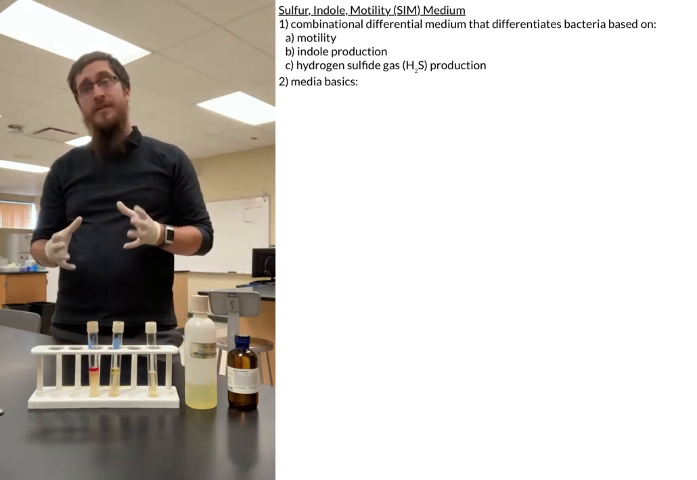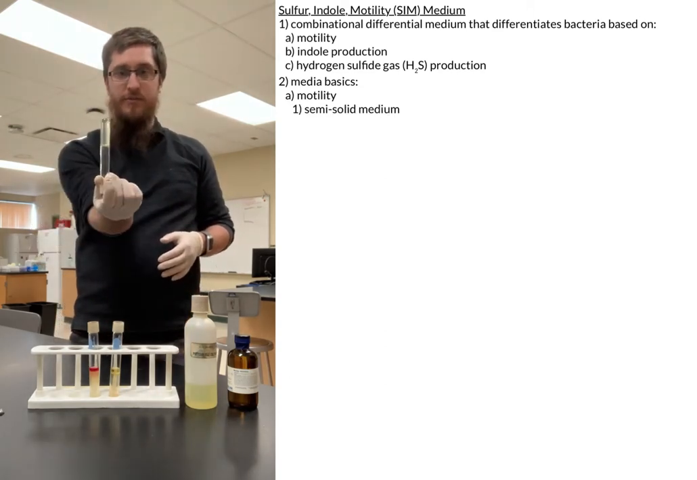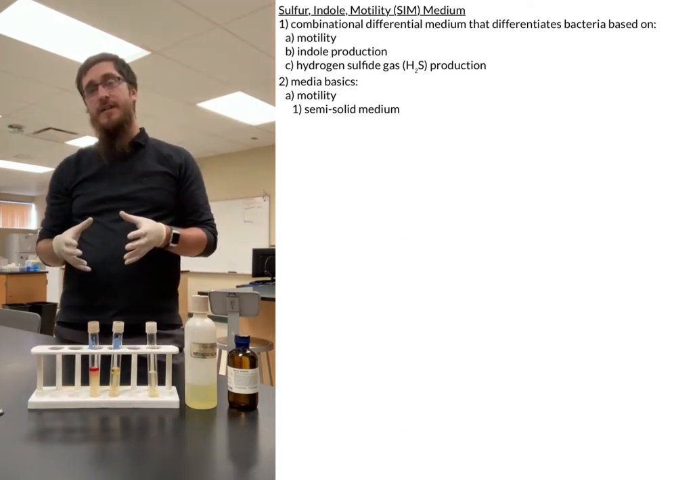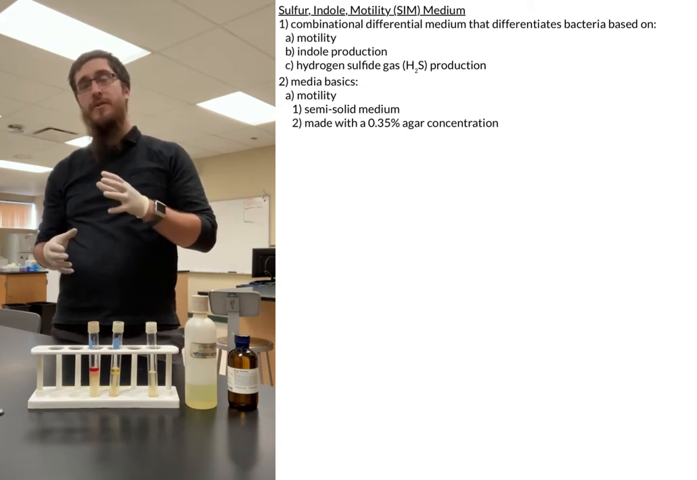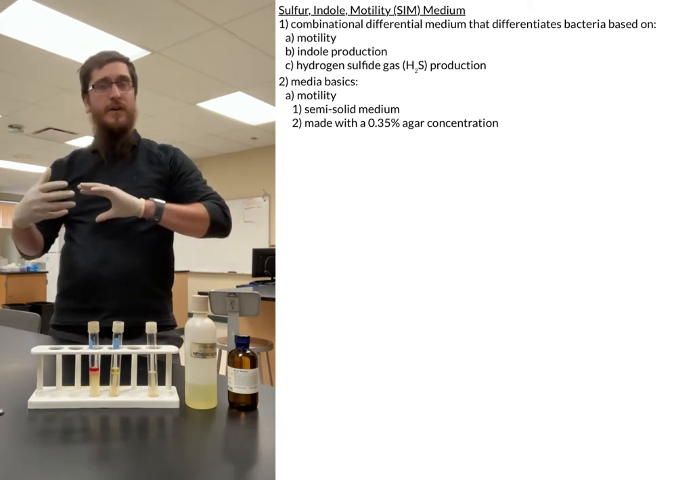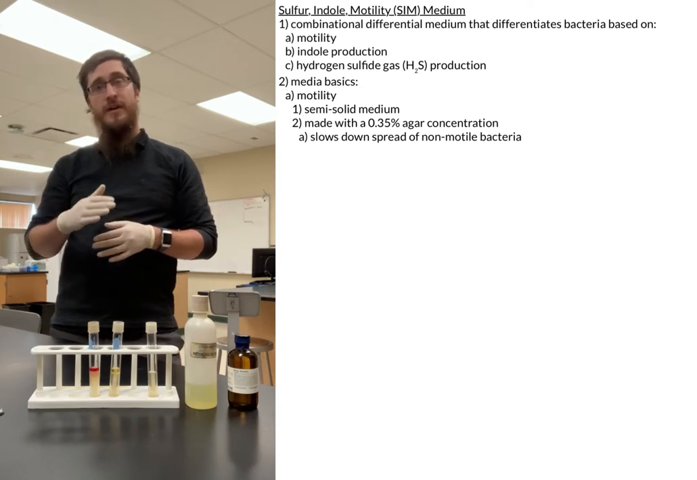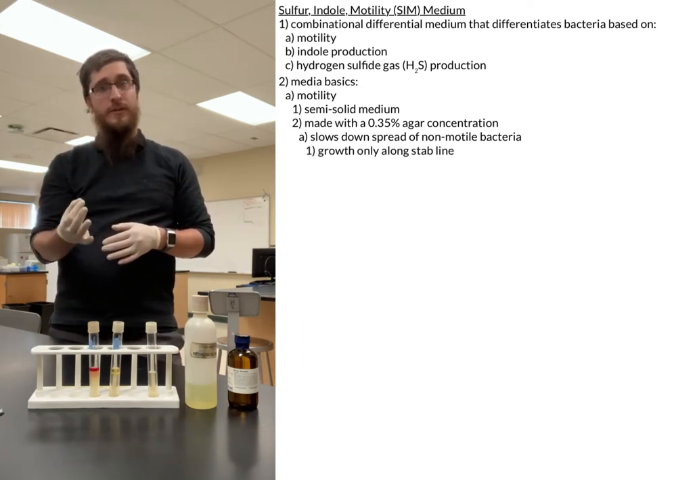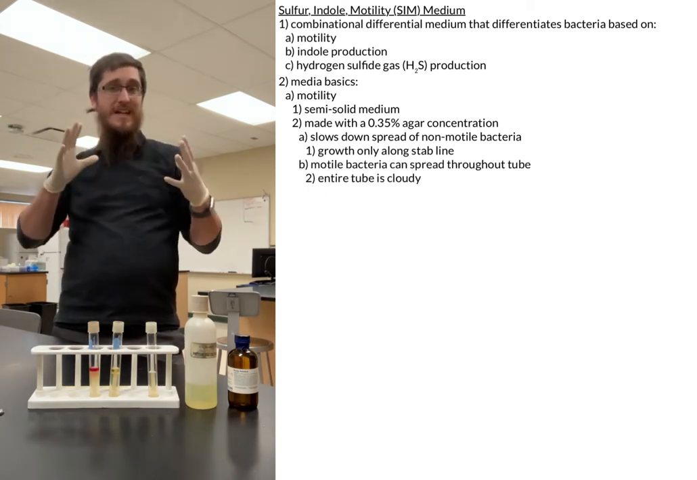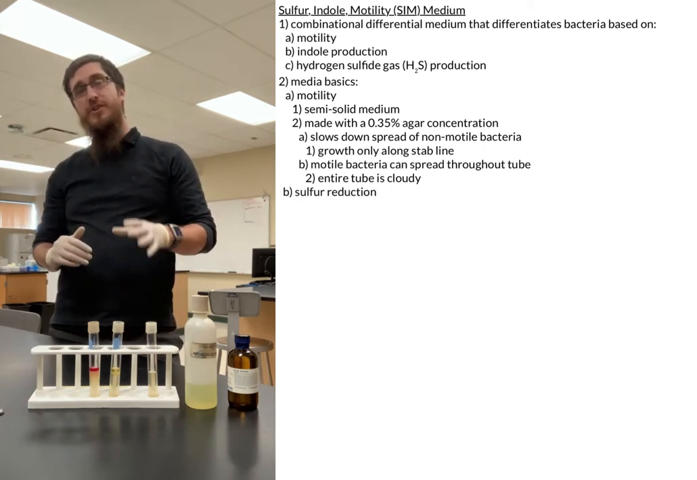So the first thing we'll talk about is the motility. Our medium is a semi-solid medium, so you can see here it doesn't fall down when I turn the tube over. It is made with agar, generally at around 0.35% agar concentration. That 0.35% agar concentration is high enough to slow down the spread of non-motile bacteria, so you would only see growth along the stab line, whereas motile bacteria will grow all throughout the tube, making the entire tube cloudy.